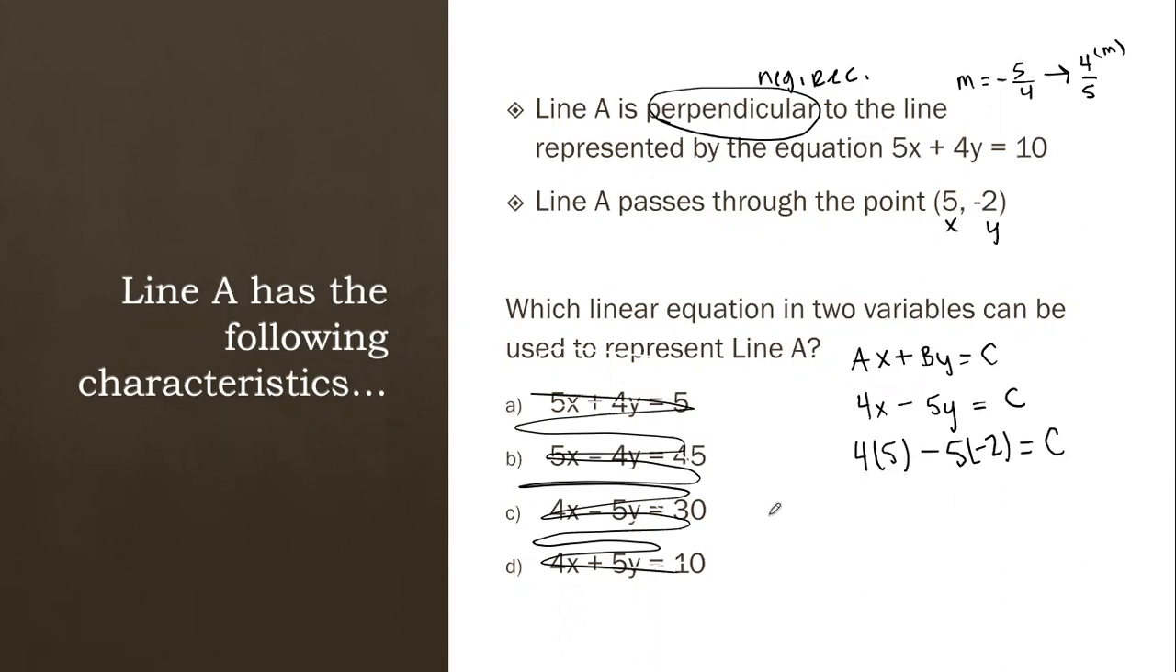Now, if you do not like negatives, I really suggest using a calculator so you don't make small mistakes. 4 times 5 is 20. Now, listen how I do this. I see a -5 and a -2. I just count that as -5 times -2. So that's plus 10 equals C. And so that'd be 30 equals C. So my equation would be 4x minus 5y equals 30.